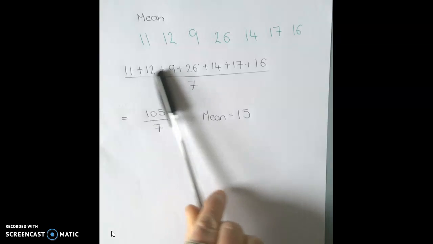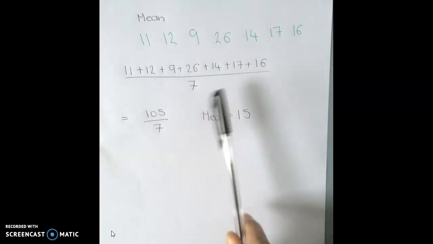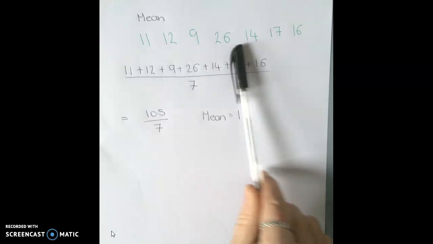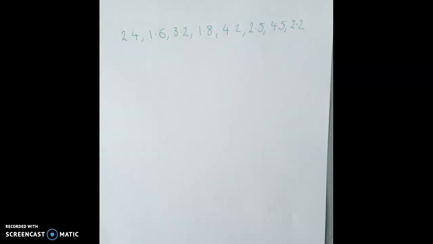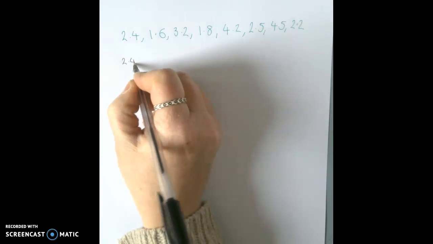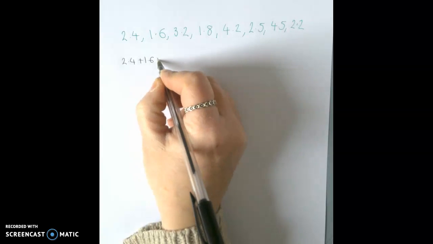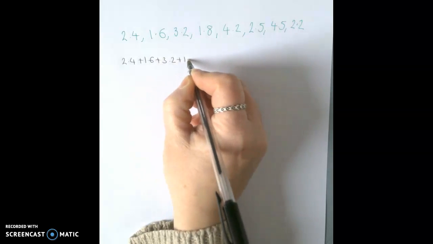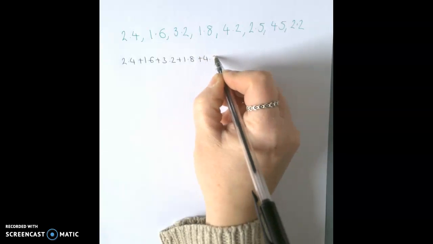Okay, so we've added all the numbers together that are in our data set, and then we've divided it by the total number of values. So this time we have decimal numbers in our data set. We can still work out the mean even though we are using decimals. We use exactly the same principle. We have to total up all the numbers that are in our data set. So 2.4, add 1.6, add 3.2, and so on.